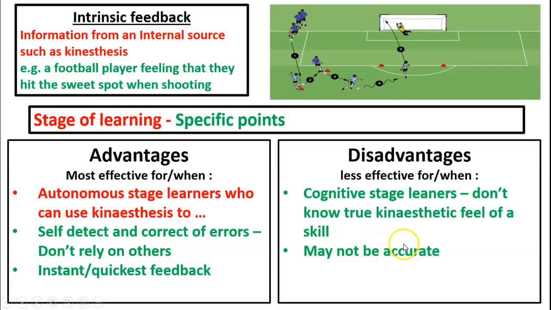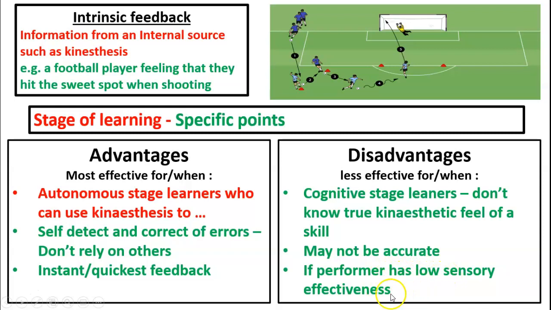And the final thing is the reason why cognitive stage learners struggle, and it doesn't even have to be just cognitive stage learners. Some people have what is called a low sensory effectiveness. And if you have a low sensory effectiveness, e.g. you're not very effective in feeling senses when you perform a skill well, this can obviously be a massive disadvantage, because if your senses don't feel, like your proprioceptors, for example, in your muscle spindles, on the joints, if you don't feel the movement, you've got really low sensory effectiveness. This means you're not going to use intrinsic feedback well at all.